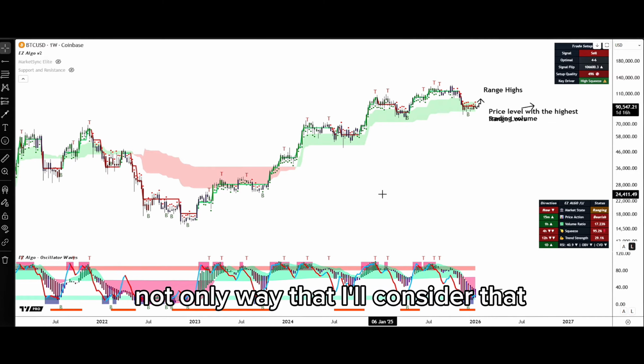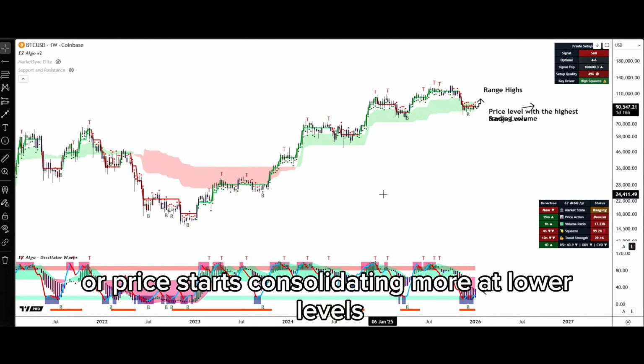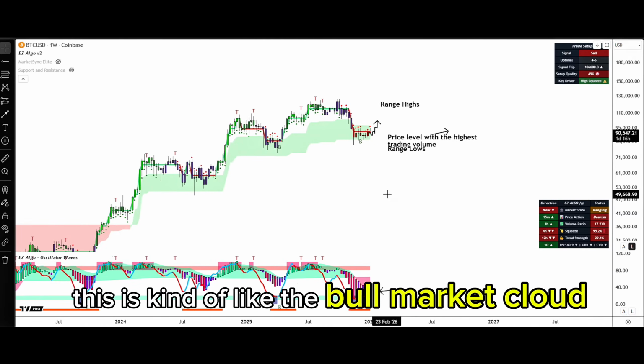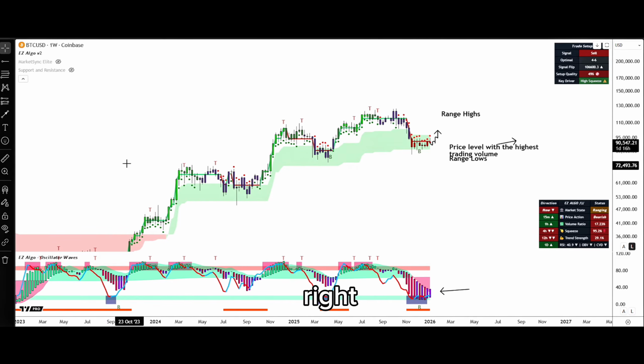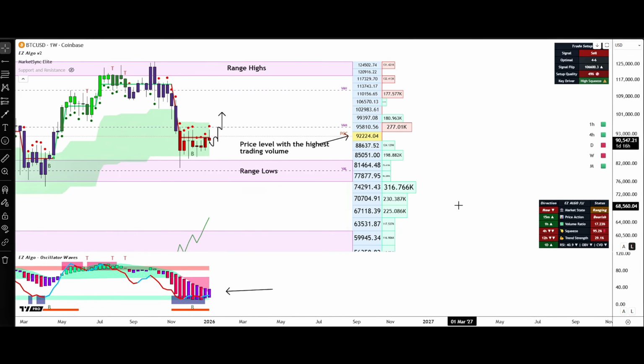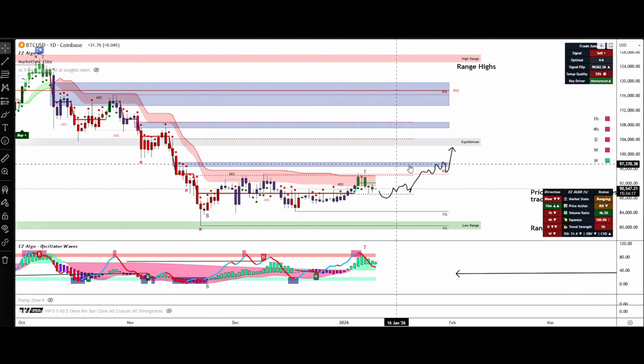Now the only way that I would consider that maybe the shift has changed, and maybe we get a few more months of a downtrend or price starts consolidating more at lower levels, is if our cloud just turns red, right? Keep it simple. This is kind of like the bull market cloud, right? But until then, we're looking at the 92.2 area on a weekly close above there.